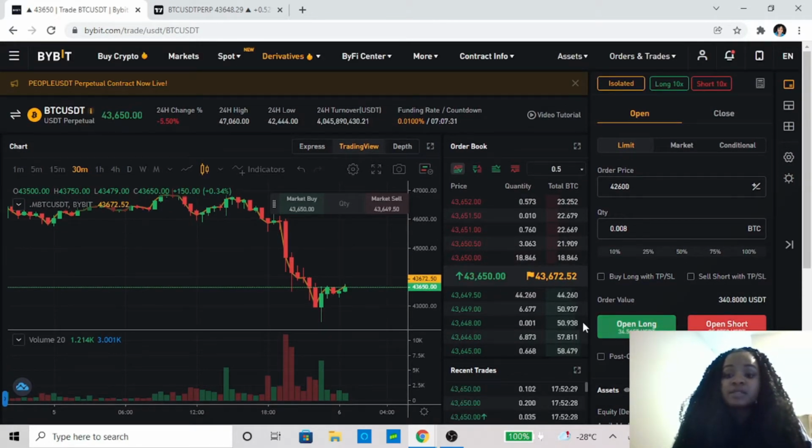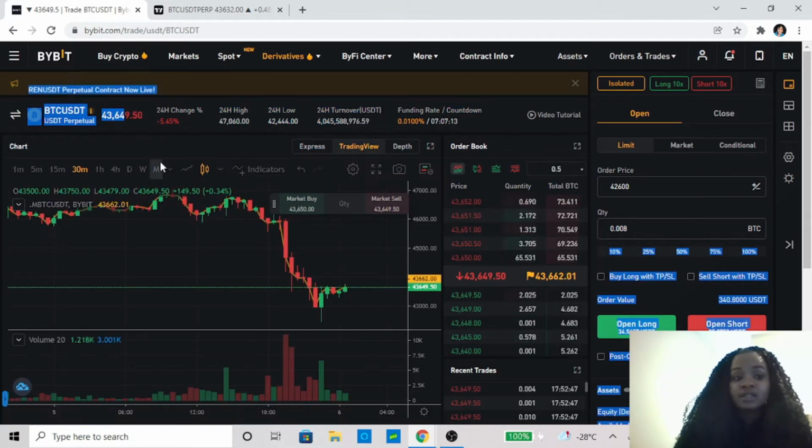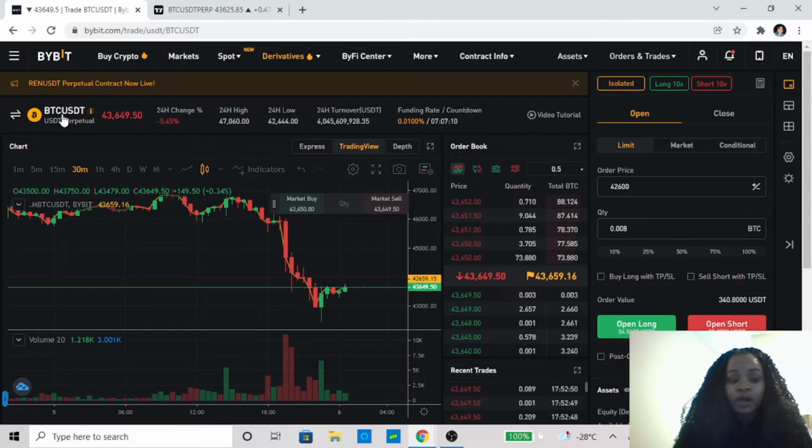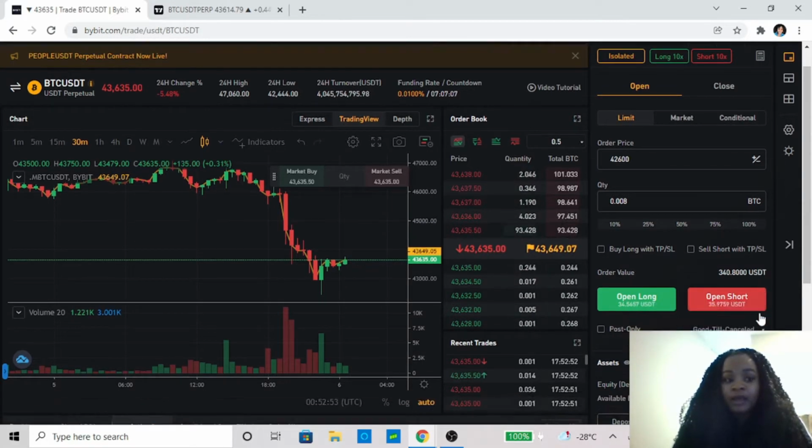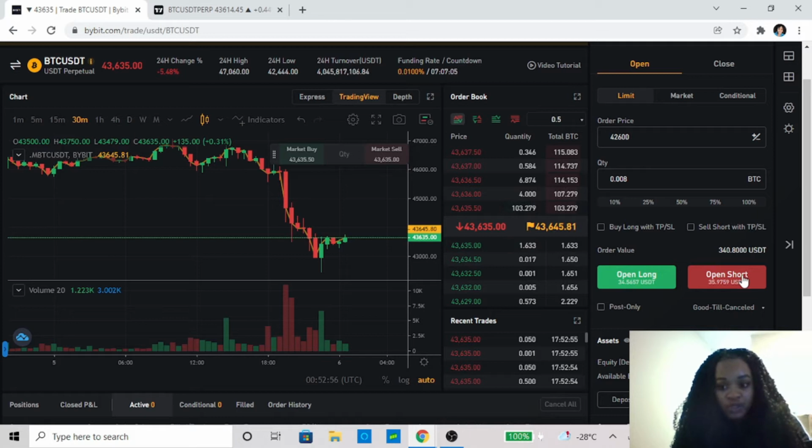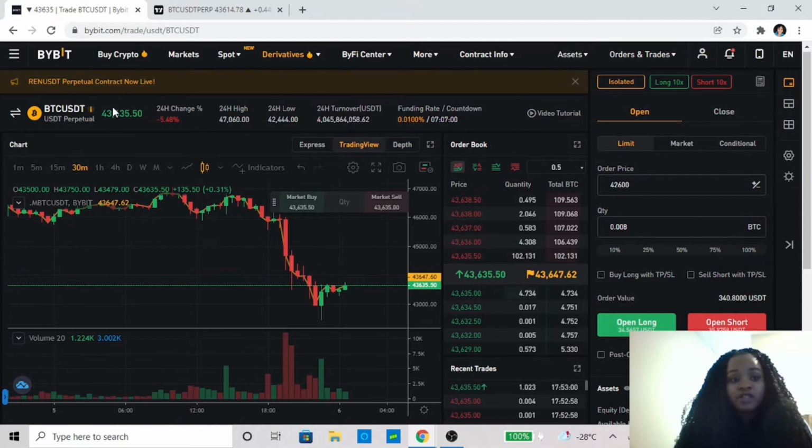Long position means that you're betting that the price is going up, and if the price is going up from the moment that you entered, then you'll be making money. Selling short is when you're betting that the price is going down. And when I say the price, this is the price of the asset that you're trading. Let's say, for example, I'm trading Bitcoin, right? And if I open a short position, it means that I am betting that the price of Bitcoin is going to go down.